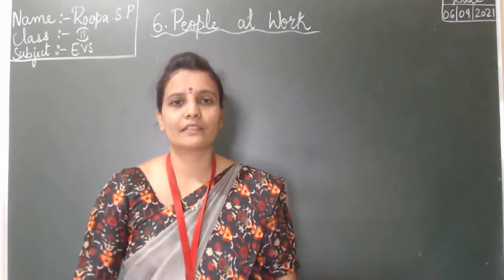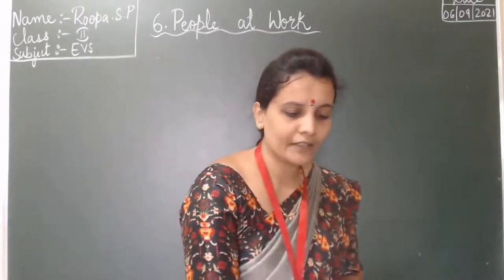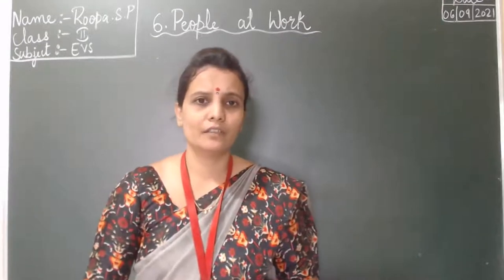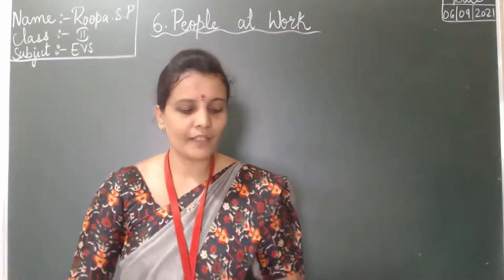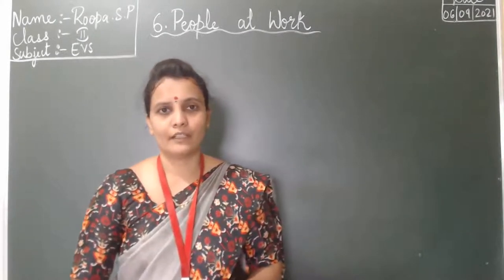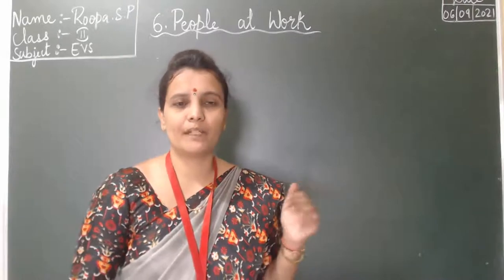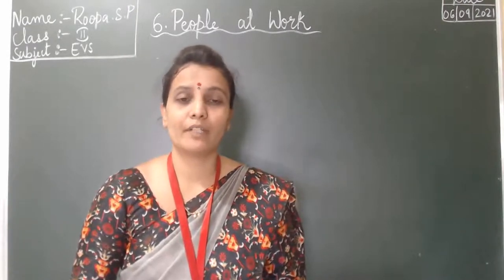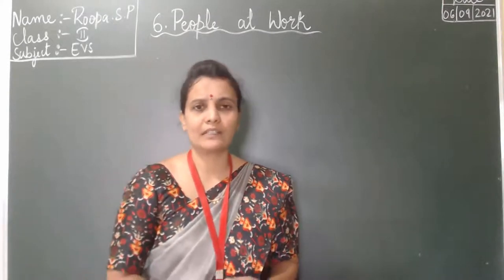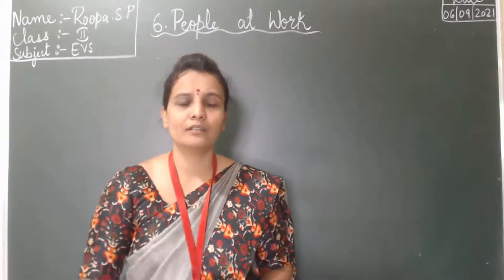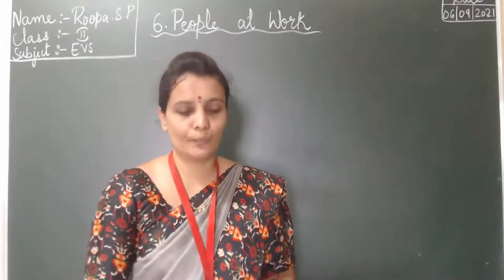In previous class, we have started a new lesson. It is sixth lesson, People at Work. Just we'll revise a few points before starting today's class. There are many people around us and they help us to make our life easy. So they are known as people at work. People at work means they might be a plumber, barber, cobbler, tailor, milkman, newspaper man, etc. These are some people who work to make our life easy. And next we are seeing about occupation.